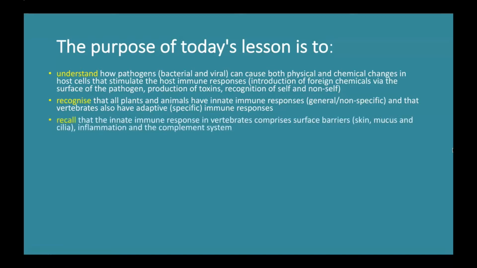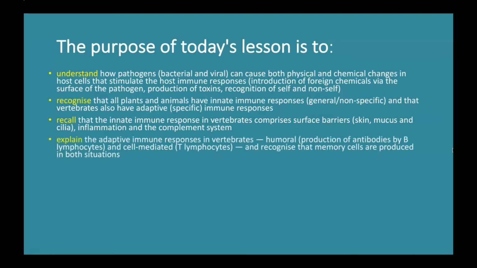We'll recall that the innate immune response is made up of barriers such as skin and mucus, and also systems such as the inflammation and the complement system. We'll talk a little more on the other side, the other system, and that was the adaptive immune response. And this is an explain command verb, which means we need to go into more detail here. And we'll talk about the production of antibodies through the B cells, and we'll also talk about T cells and what they do.